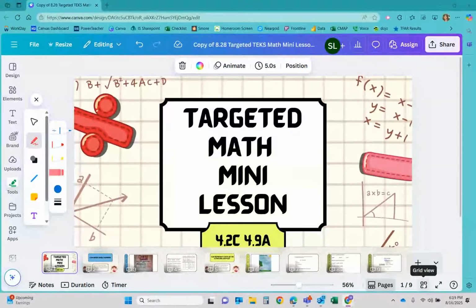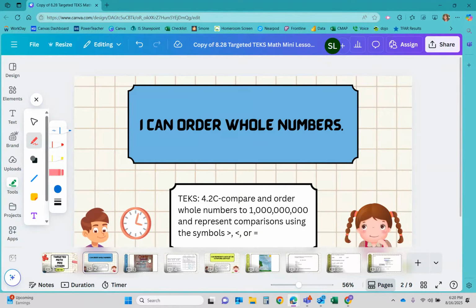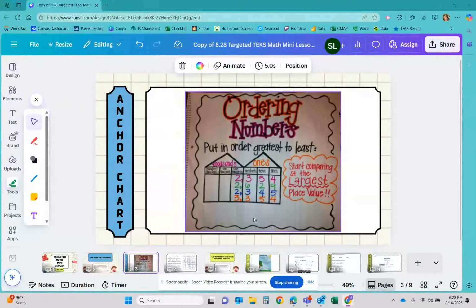I am Miss Long and I'm going to help you work on ordering whole numbers up to the billion. Here we have our anchor chart for the day. It is showing us that we are going to use a house place value chart to put our numbers in order from greatest to least or least to greatest, and we start comparing at the largest place value, which is always going to be where it ends on the left. Okay, we read our numbers left to right.